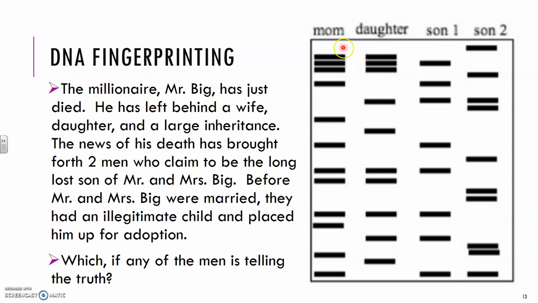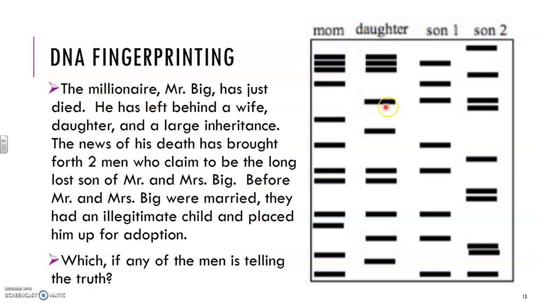So we look here, mom and daughter both have this distinctive 3-band pattern. Son 1 has the middle one. Okay? Son 2, his first band, mom and daughter don't have it. So it's not completely ruling him out, but it's not looking so good for son 2 already. Then we look here. We've got son 1 lines up with mom. Son 2 doesn't line up with either. So again, not looking all that good for son 2.